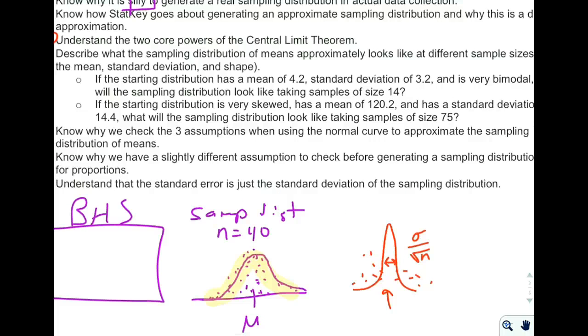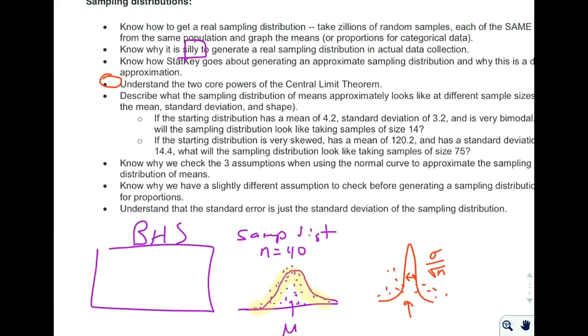That's very powerful. The other big thing that it does is it says, I don't care if you started with a bimodal or a skewed distribution. If you take a large enough sample, I'm going to turn it into a normal curve for that sampling distribution. It's pretty magical. So StatKey does this just through random simulation. So we don't necessarily have to get a normal curve. It's just that we often do.